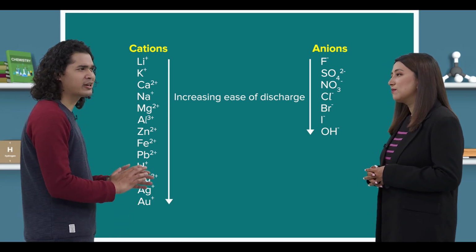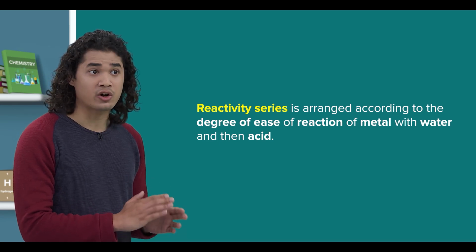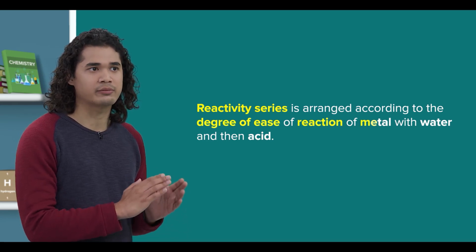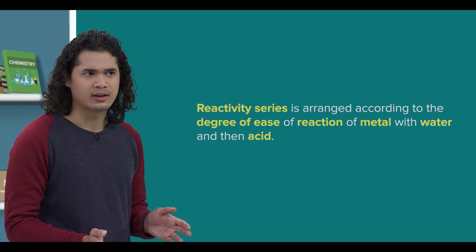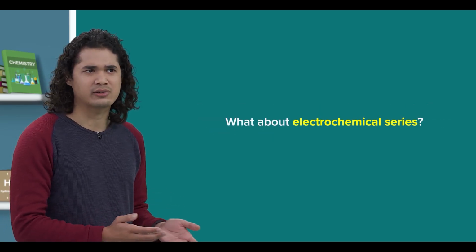It isn't as complicated when you learn it this way. Exactly. Teacher, I know that the reactivity series is arranged according to the degree of ease of reaction of metal with water and then acid. What about the electrochemical series? On what grounds are the elements arranged?